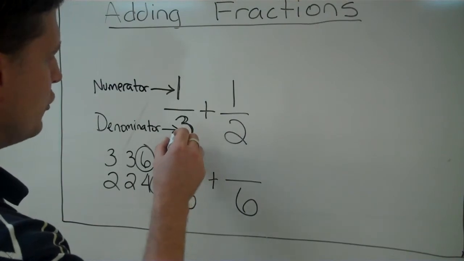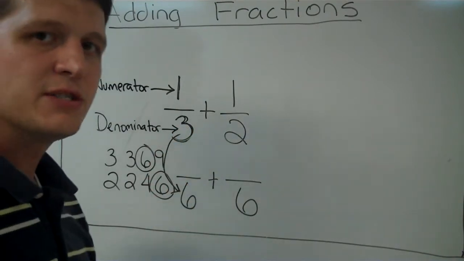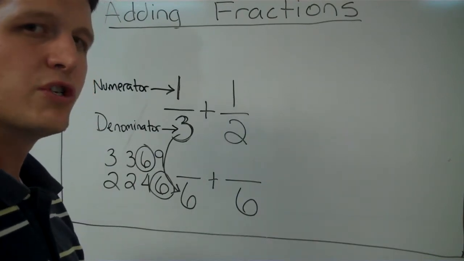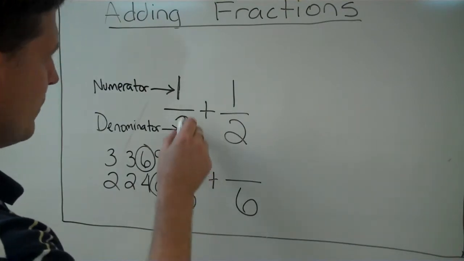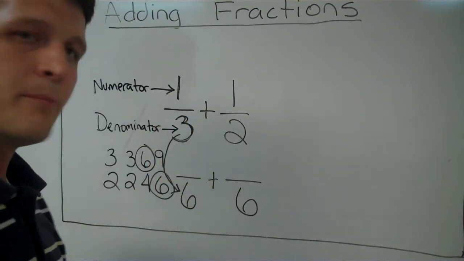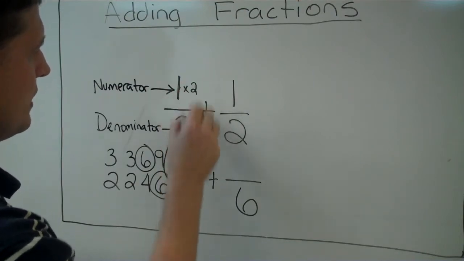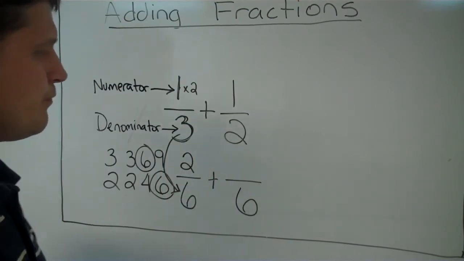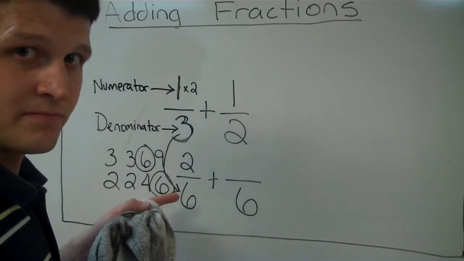Now we went from thirds to sixths, and we multiplied by some number to get there. We multiplied by 2. 3 times 2 is 6. Since fractions are equally proportional on the top and bottom when you compare them, we have to do the same thing on the top. So we're going to multiply the top by 2. 1 times 2 gives us 2. Now 1/3 is the same as 2/6.